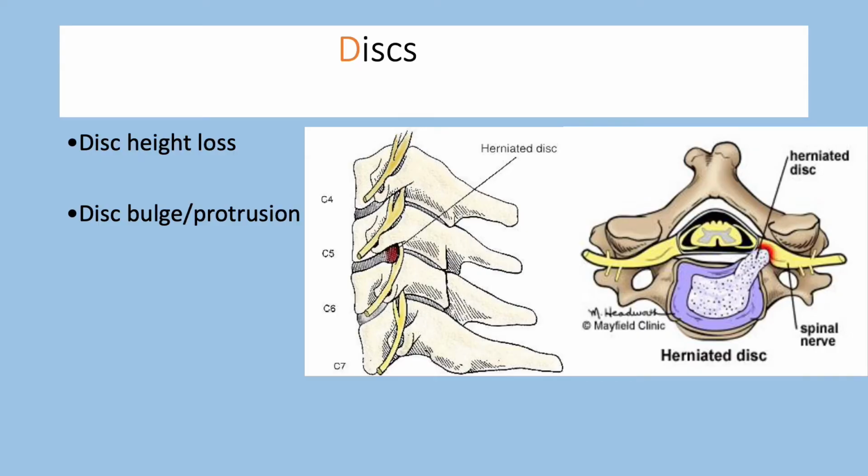Now let's look at D, which is disc. You can look at the disc height loss, disc bulge, or a protrusion.